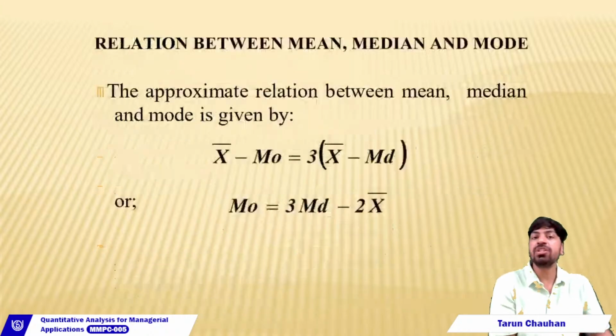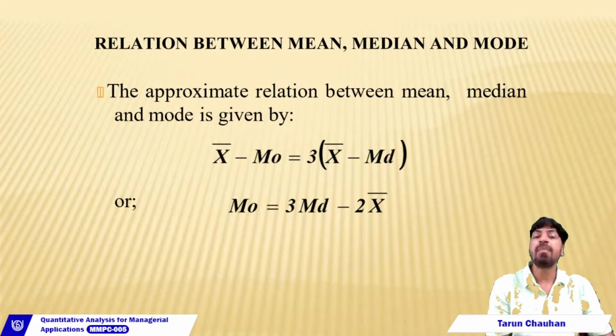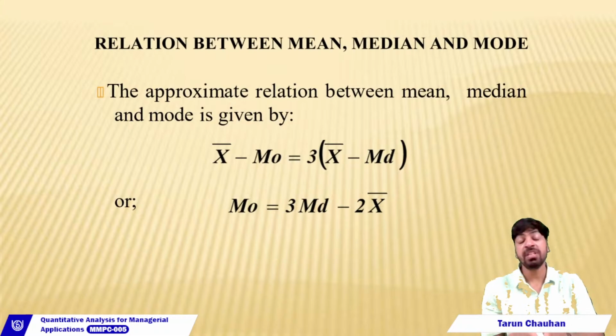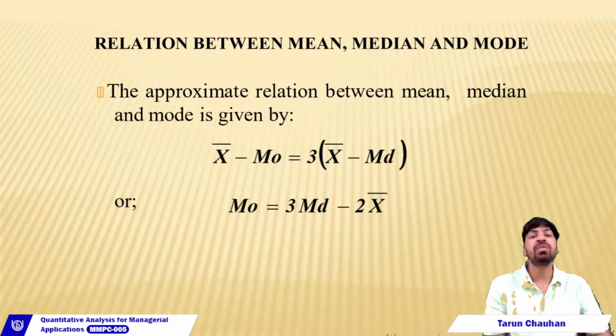Let's talk about the relationship between mean, median, and mode. Mathematically, mean minus mode is equal to 3 times (x bar minus median). Or in other words, mode is equal to 3 median minus 2 x bar. These three terms, mean, median, and mode, are interrelated, and in a symmetrical distribution of a data set, these three will always be equal. That is, mean is equal to median and mode.